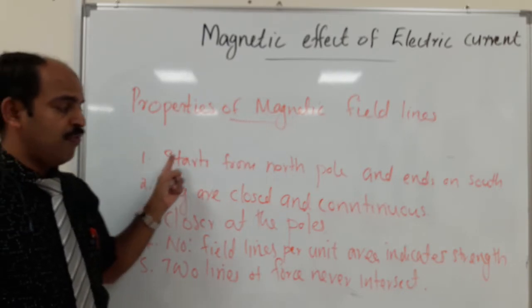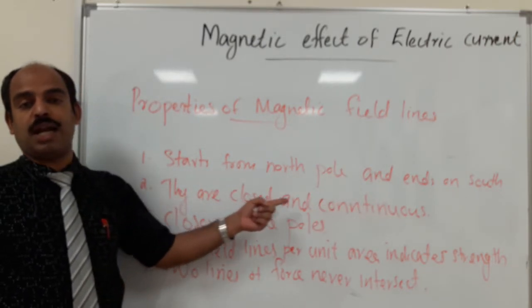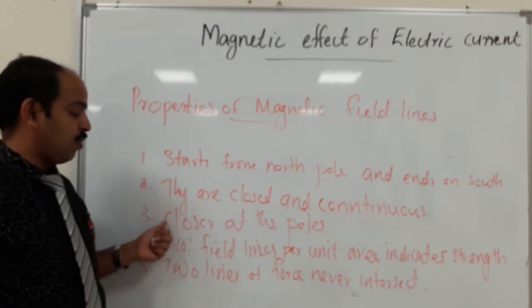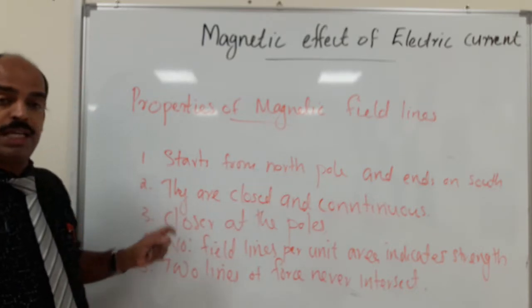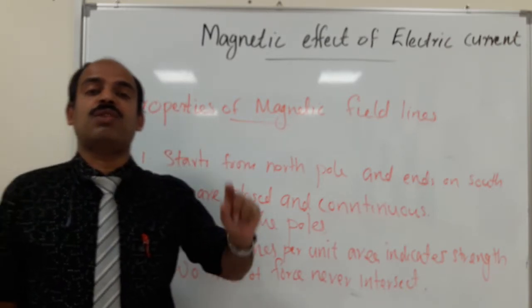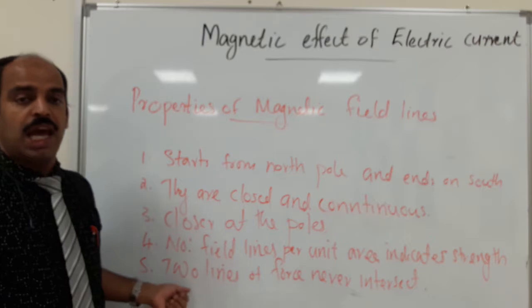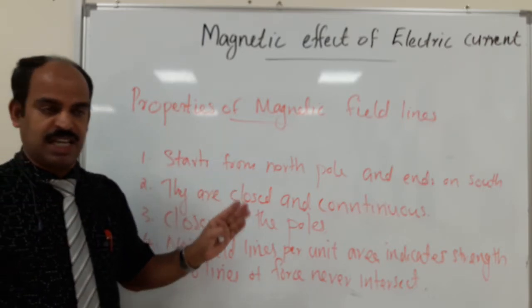Magnetic field lines start from north and end on south. Second, they are closed and continuous. Then the magnetic field lines are closer at the poles. Then the fourth one is the number of magnetic field lines per unit area indicates the strength of the magnetic field, right? And the fifth one is two lines of force never intersect.